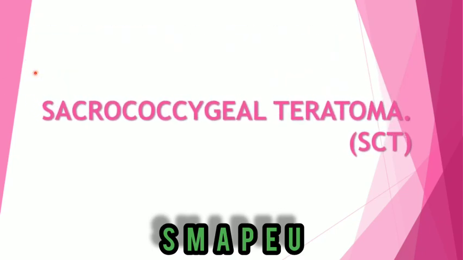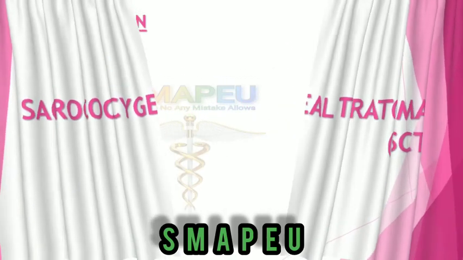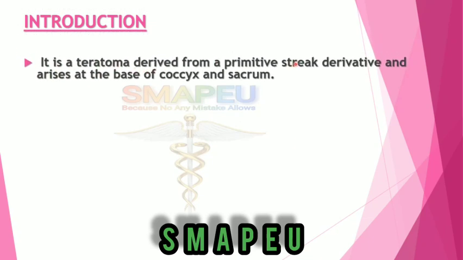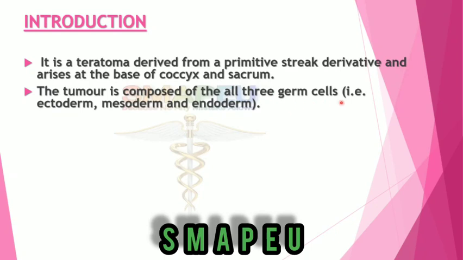Now let's discuss Sacrococcygeal Teratoma, also known as SCT. Let's see first the introduction. Sacrococcygeal teratoma is a teratoma derived from primitive streak derivatives and arises at the base of the coccyx and sacrum. The tumor is composed of all three germ cell layers, that is ectoderm, mesoderm and endoderm.